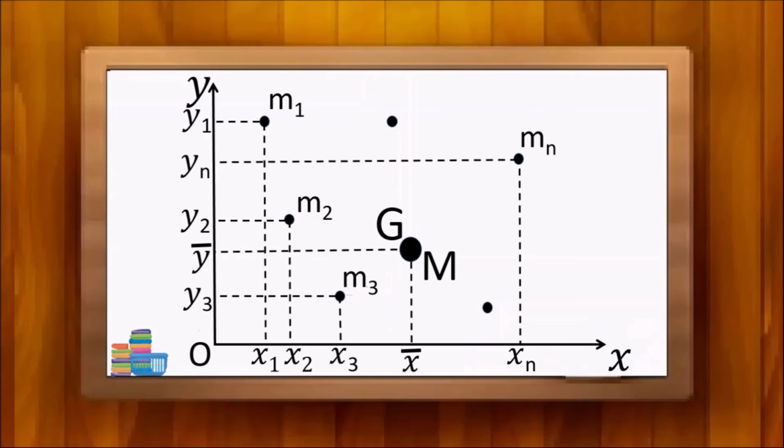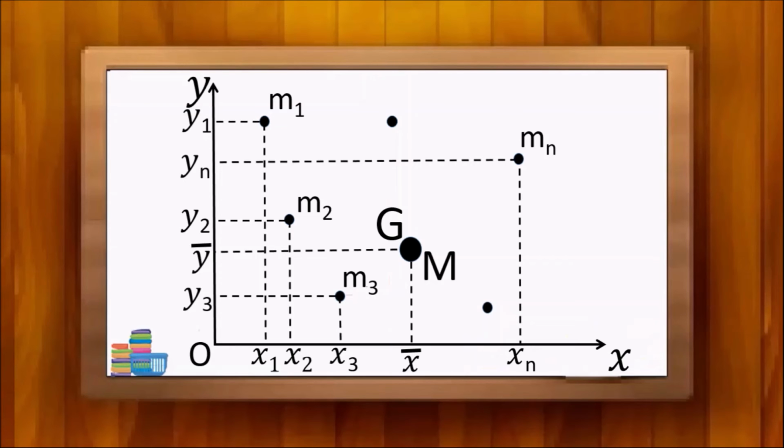This is a system of masses spread in the free space. I take one standard point as the root point. I name these masses as M1, M2, M3 and so on until Mn. I name these horizontal distances as x1, x2, x3 and so on until xn, and these vertical distances as y1, y2, y3 and so on until yn. I assume that here is the center of mass g, and these distances are x bar and y bar. The whole mass of the system is considered as capital M.